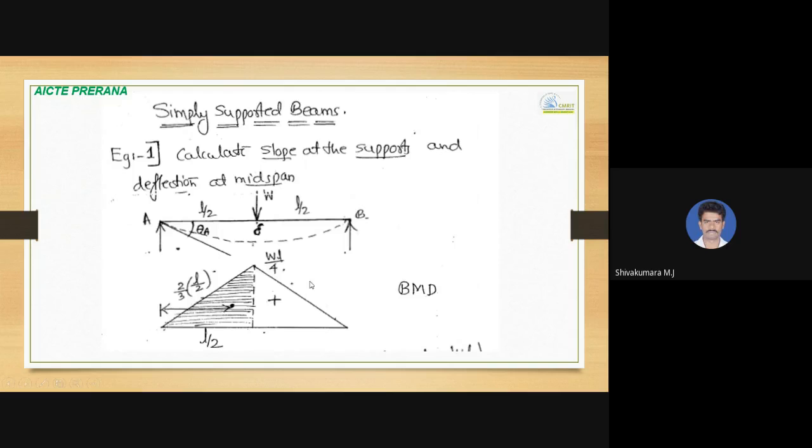See, where exactly is the point where zero rotation or zero slope occurs in this beam? Exactly at the point where W is acting. If you draw a horizontal line, over here there is zero rotation. So we should always consider the area between the zero rotation point and the point where we need to find the rotation. We need to find the rotation at A, and the zero rotation point is here, so this much area we have to take, with respect to this 2/3 of L by 2.